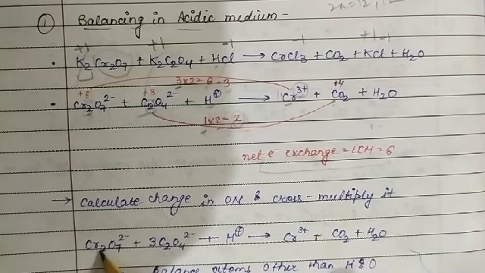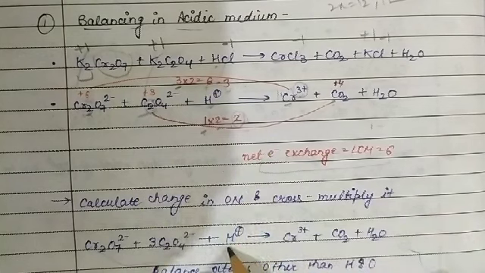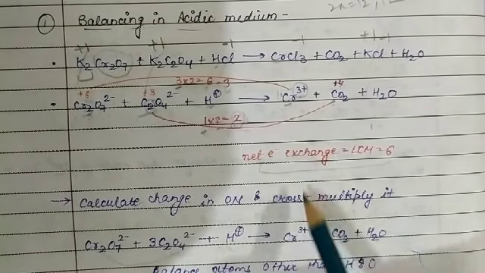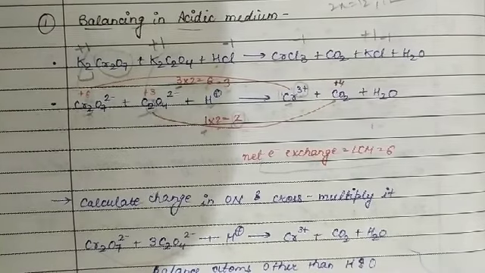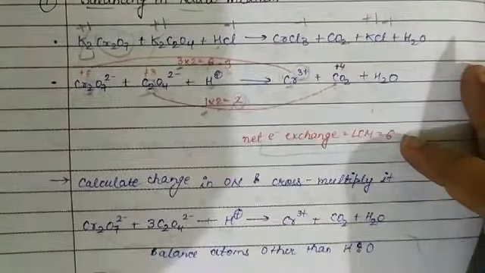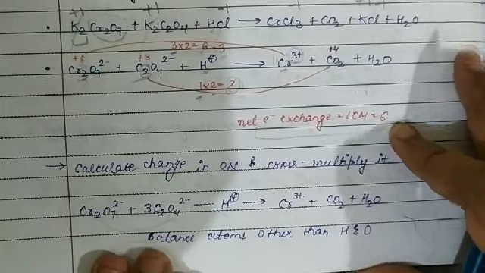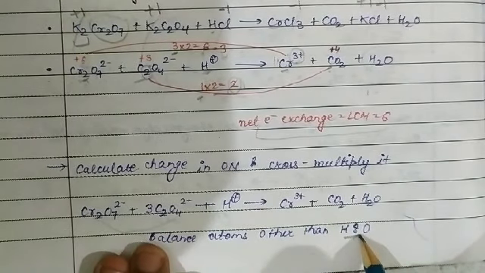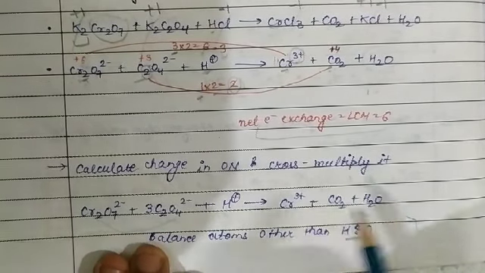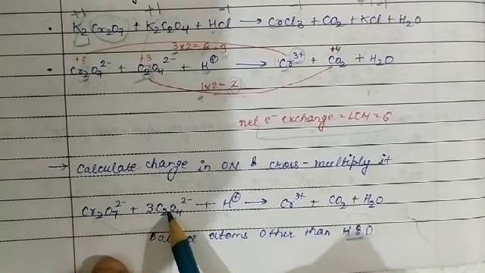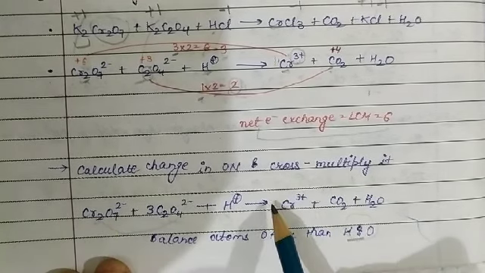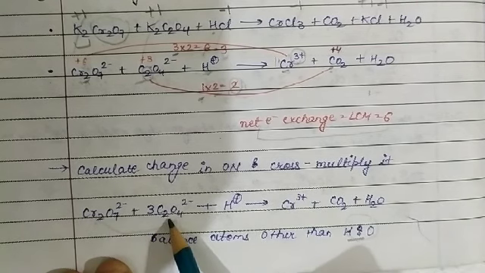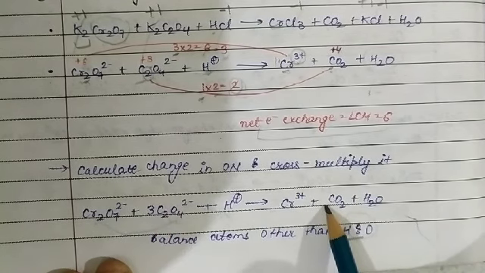Multiply only on the left hand side. Plus H plus will remain as it is, Cr3 plus will remain as it is, CO2 as it is, water as it is. Now the next step is the balancing of atoms other than oxygen and hydrogen. So balance the chromium atom and carbon atom. There are 2 chromium atoms, so balance 2 Cr. 6 carbon atoms, so balance 6 carbon atoms.